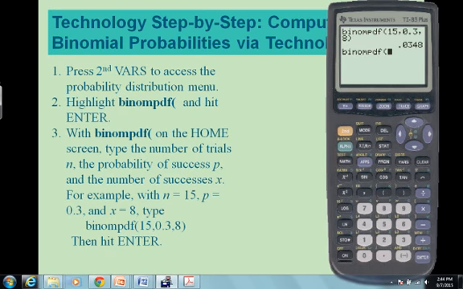For the value for part A from our previous example, where we had 20 was n, 0.35 was our probability, and 5 was our number of successes. Remember, we got 0.1272, and that's what we get when we put it in the calculator. So we've looked at 3 different methods. You can use the formula, you can use Table 3, or you can use Binomial PDF on your calculator.